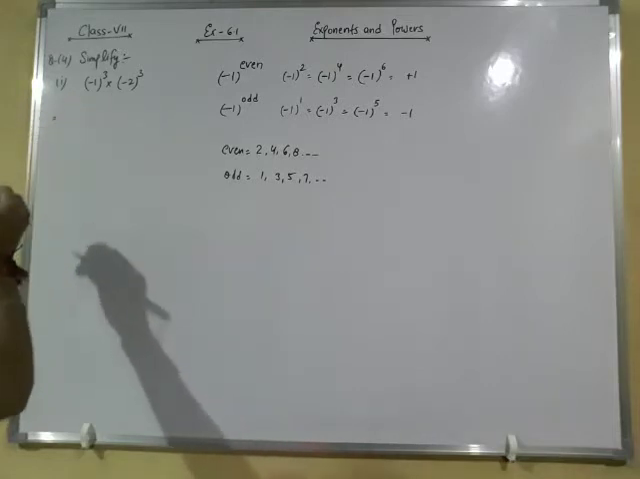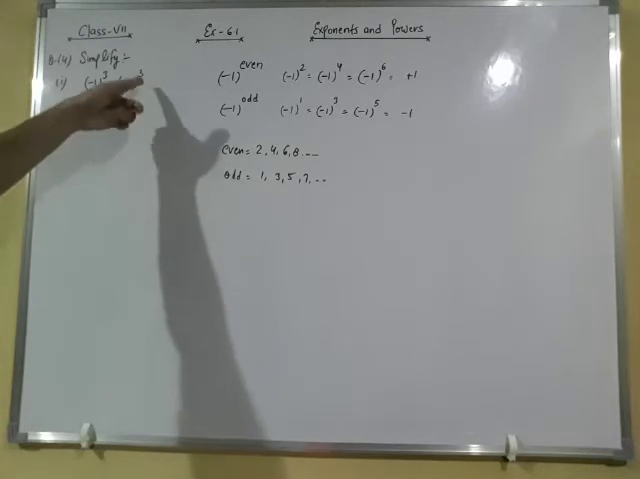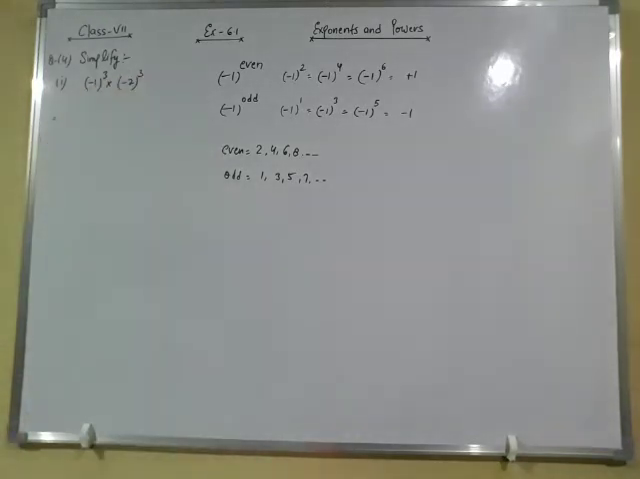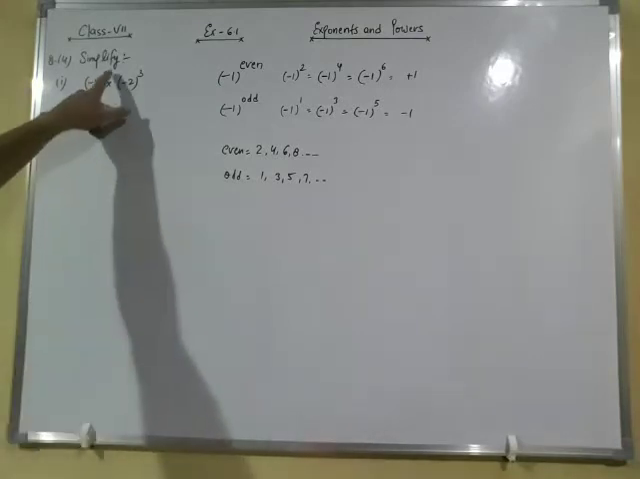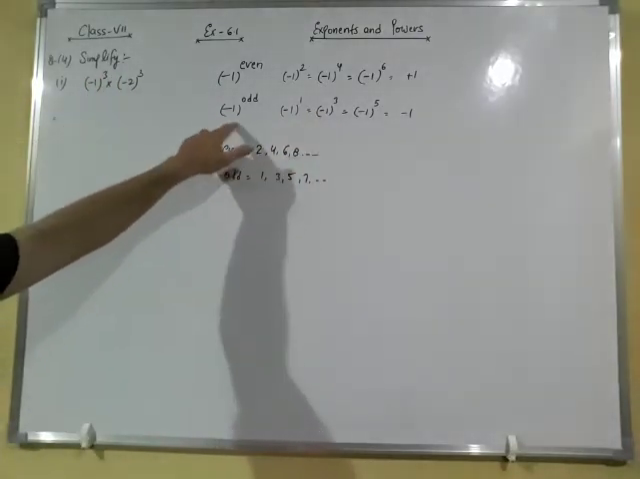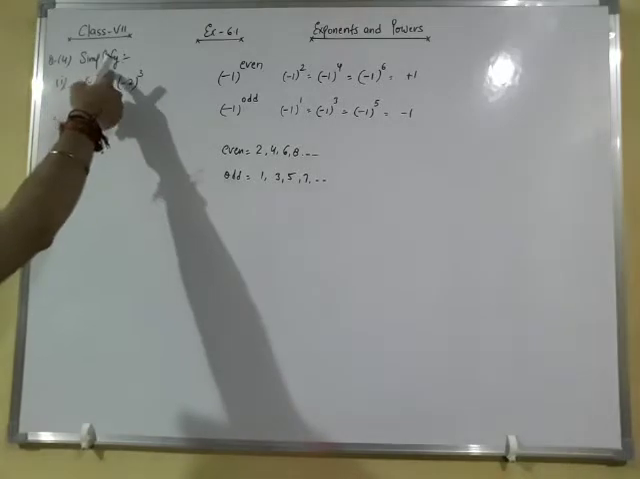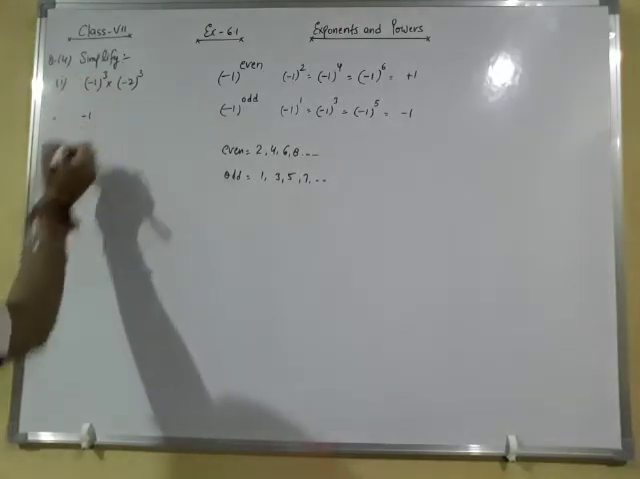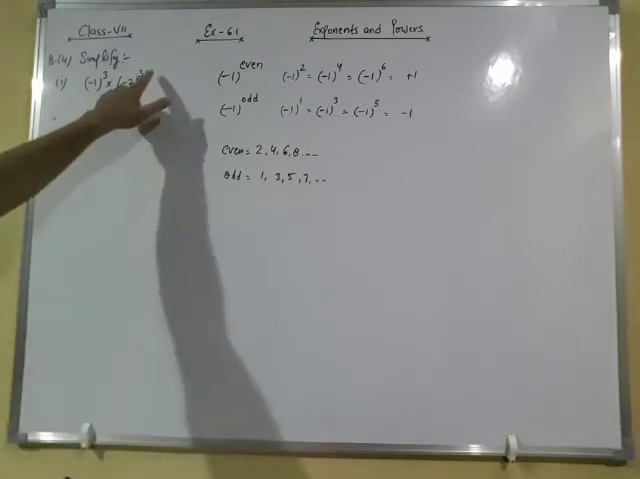Start its solution. Minus 1 raised to the power 3 multiply minus 2 raised to the power 3. Minus 1 raised to the power 3: 3 is an odd number, and if the power is odd, the answer will be negative. So minus 1 raised to an odd power will be minus 1, multiply minus 2 raised to the power 3.